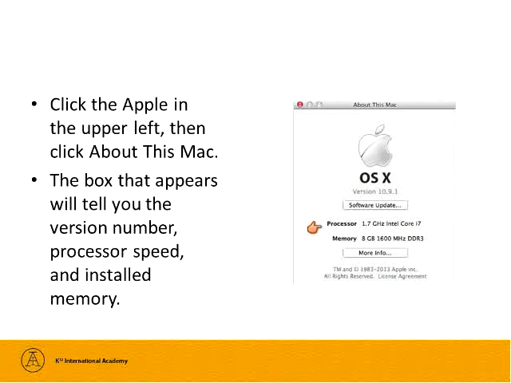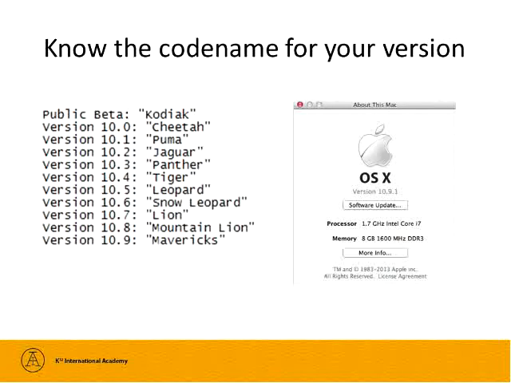You can also see your processor speed. Again, we've got above the needed amount of gigahertz, and the memory. We've got well above the needed memory on this computer.